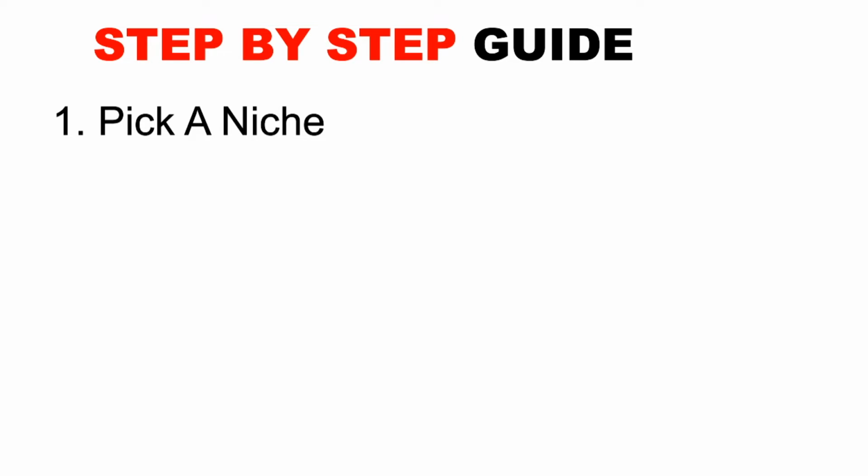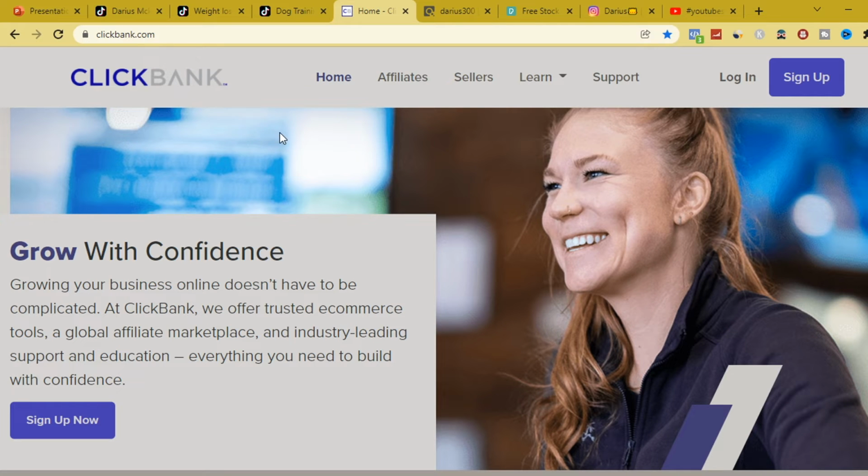So once you have picked your niche, now it's time to move to step number 2. Step number 2 is that you need to pick an offer for your niche. For this example, I'm just going to choose this affiliate network, which is ClickBank. To get started, you can go right here to sign up and create your free account.